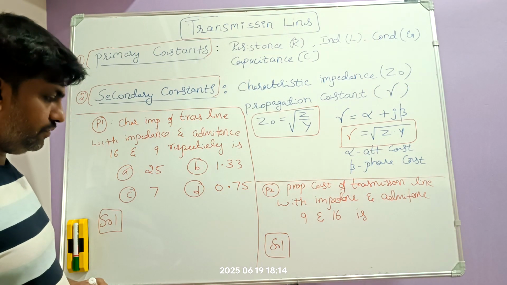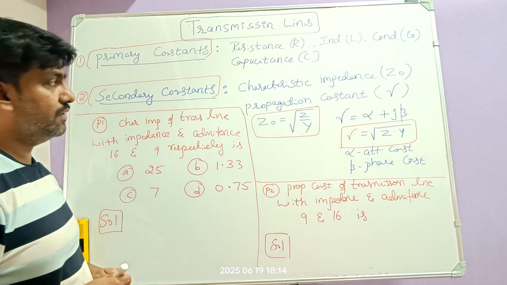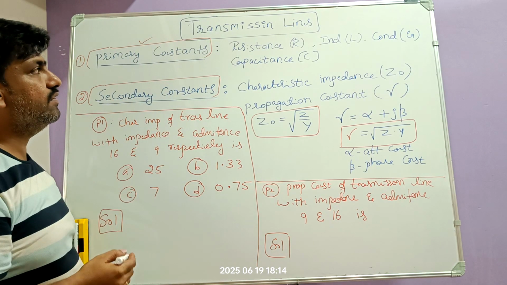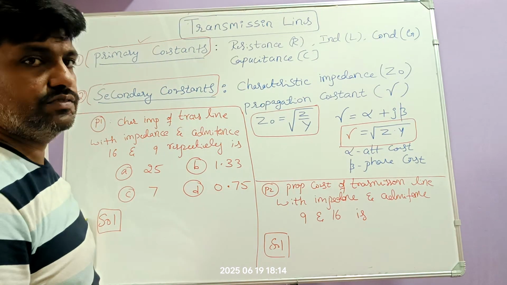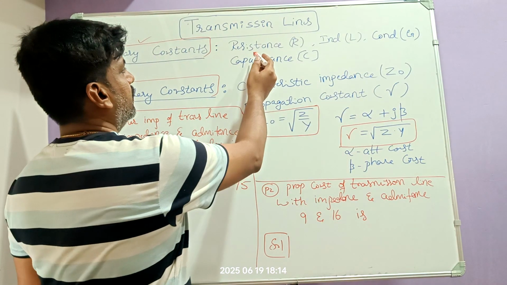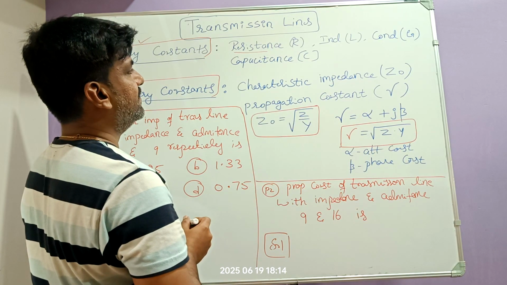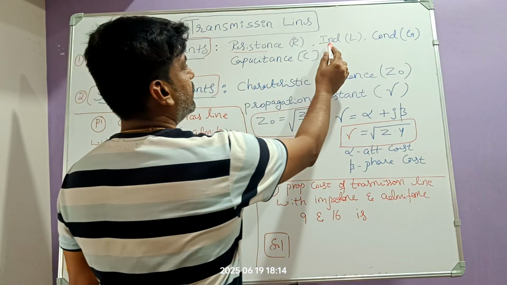So in this video we will see transmission lines, the basic concepts. First one, what are the primary constants of transmission line? Constants means the value doesn't change. So here resistance is a constant R, which is a primary constant.